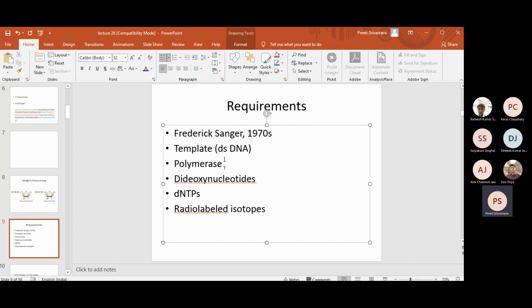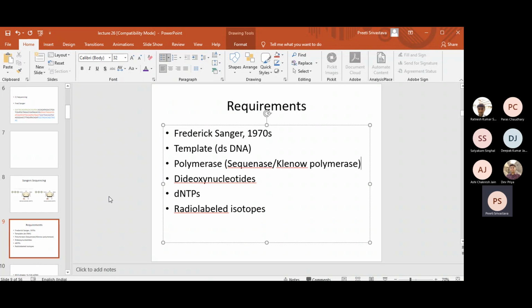You require a polymerase. The polymerases that are used are actually called sequenase because they are used for sequencing, and also polymerase and T7 DNA polymerase were proposed that they can be used, but sequenase is the one which is most commonly used. You require dideoxynucleotides.